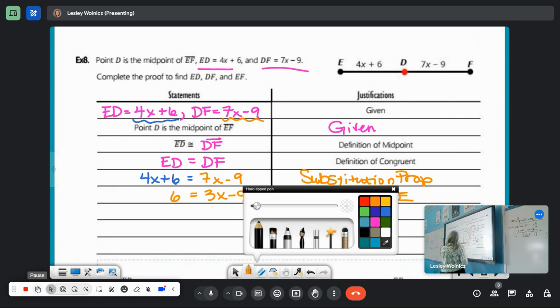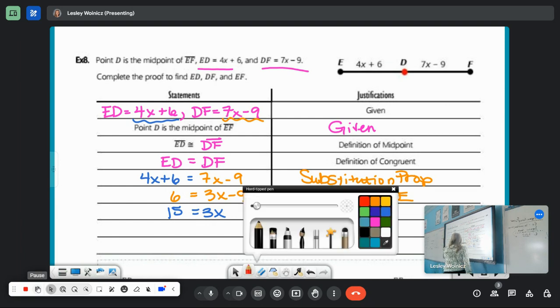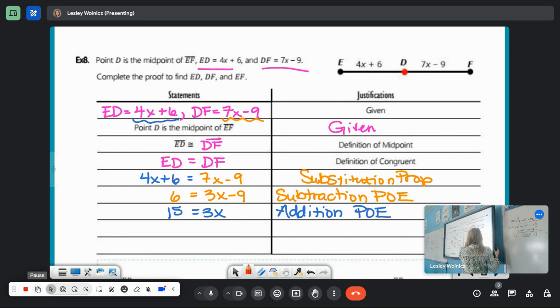Okay, now what? Add 9 to both sides. So that is our addition property of equality. Okay, now what? Divide by 3, so I get 5 is my x. That was division. I had a brain fart. I was thinking about something else.